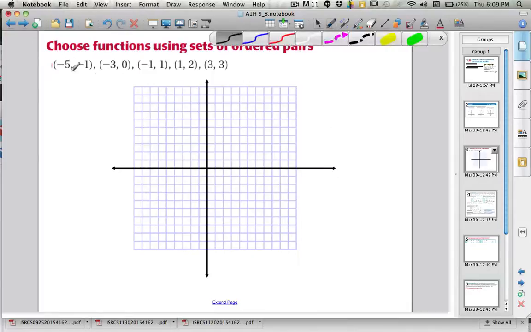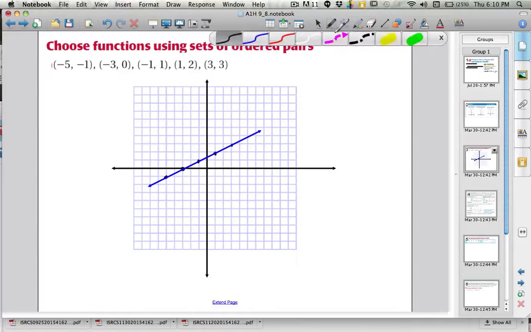And if I go ahead and graph these points at negative 5, 1, negative 1, 1, 2, 3, 4, 5, negative 3, 0, 1, 2, 3, 0, negative 1, 1, 1, 2, and 1, 2, 3, you can see that it looks like this just might be a line. Right? If I take a look at that, it looks indeed like it might be a line.